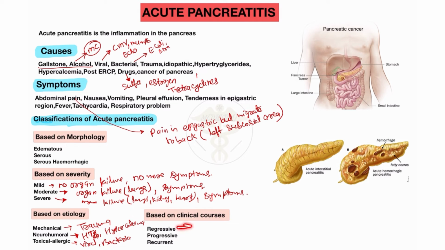Based on clinical course: regressive, progressive, and recurrent. Regressive means not much progress, it starts to progress but slowly, like chronic pancreatitis, which starts to progress but the progression slows or decreases. Progressive means very fast progression of acute pancreatitis. And recurrent means two episodes, two times failure of the pancreas, two times pancreatitis. So these are all about the recurrent type of acute pancreatitis.